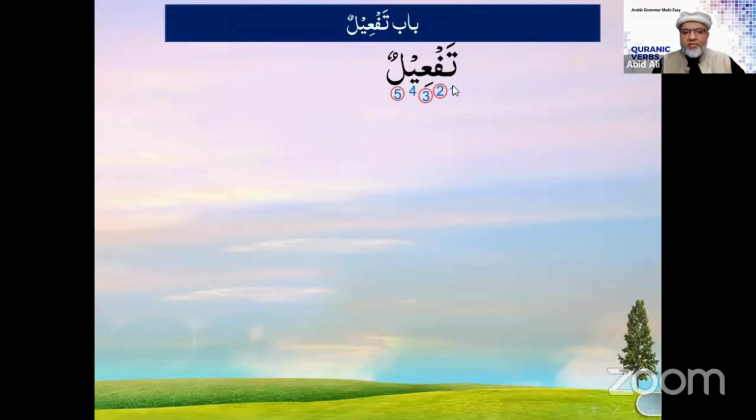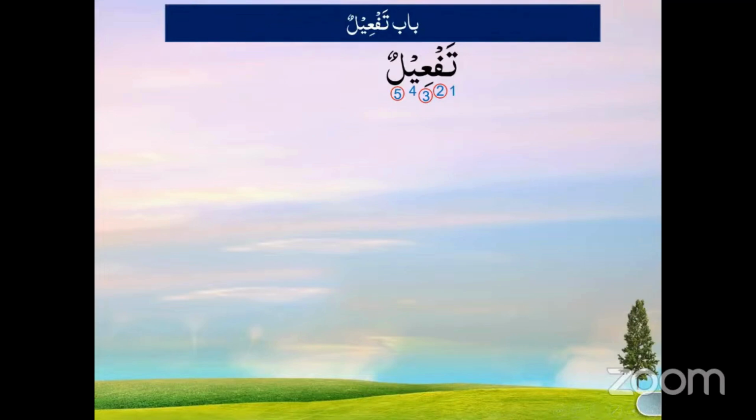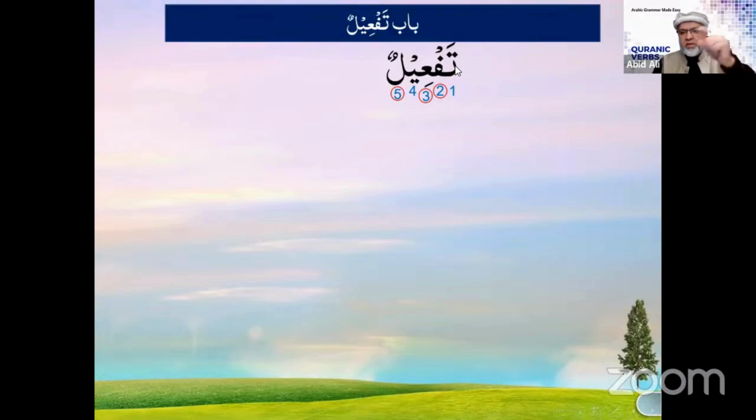So we have the letter Ta and the Fa, Ain, and the Ya, and the Lam, and it sounds like Taf'ilun. Now, do we remember that in a Fi'l Muḍāri, there is a Ta, which is the Alamat Muḍāri? Yes. So, but we are not going to confuse this Ta with that Ta. So, we'll learn it as we go.